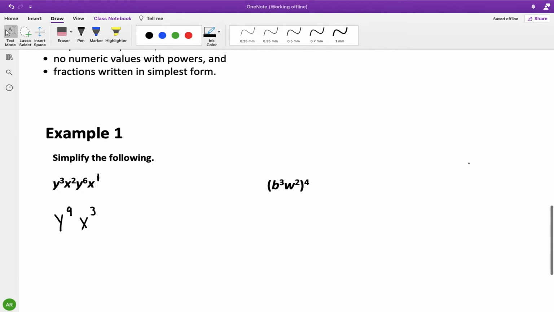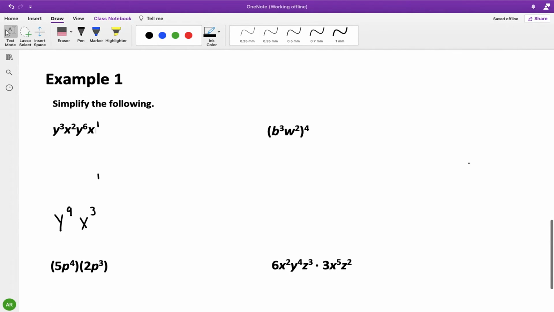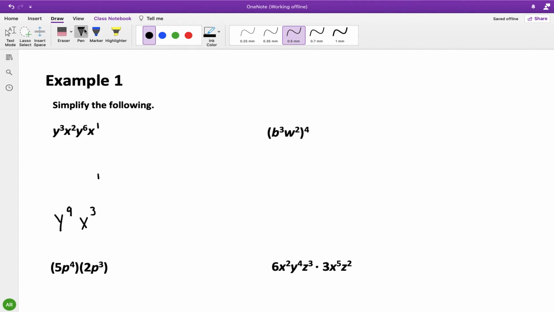And of course, my OneNote's bugging out, but we're just going to ignore that for the time being. So make sure, like in the last one, make sure all of your variables have an exponent assigned to it.